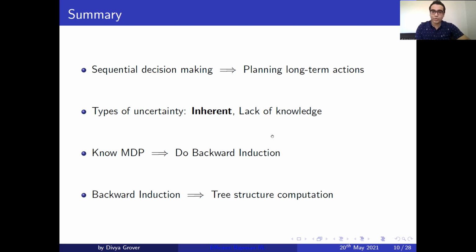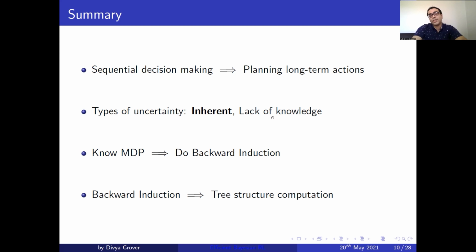So until now, what I showed you is that sequential decision making is nothing but planning long-term actions by the agent. There are two types of uncertainty. One is inherent and the other is the lack of knowledge about the environment. The inherent one is because in the MDP model, the agent, or the algorithm that you have, is aware of the transition distributions, but it has to do some extra computations. Still, the uncertainty is inherent only in the environment. So the next state is probabilistic, but you know the probability distribution. So this is type 1.